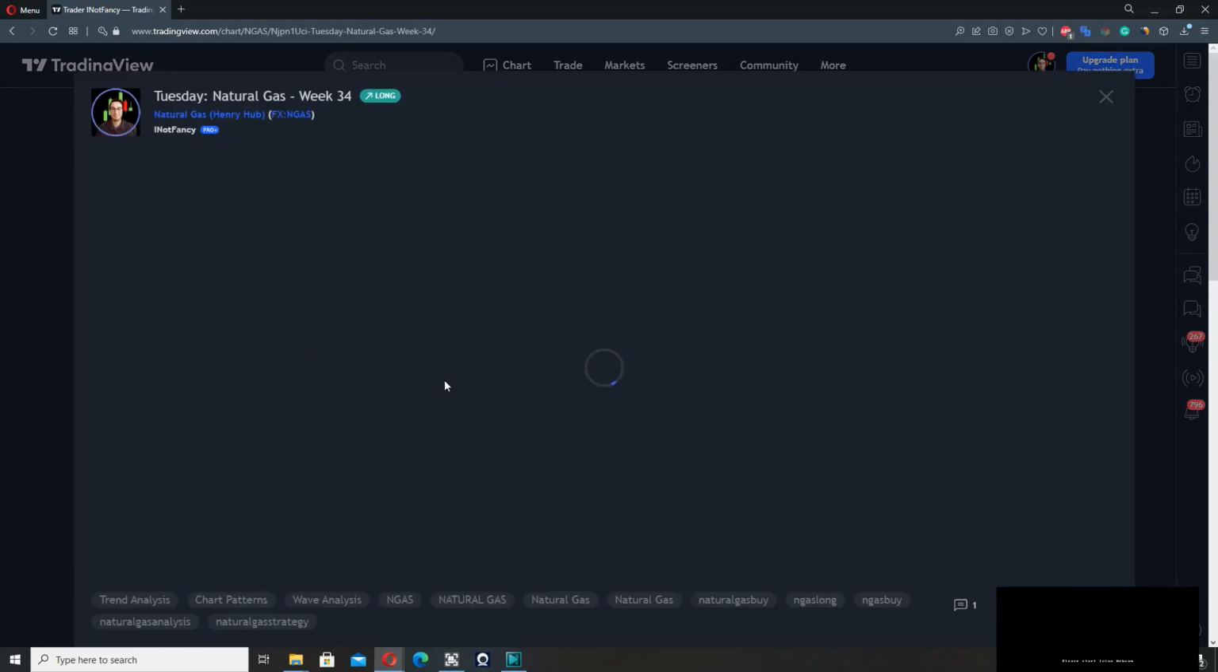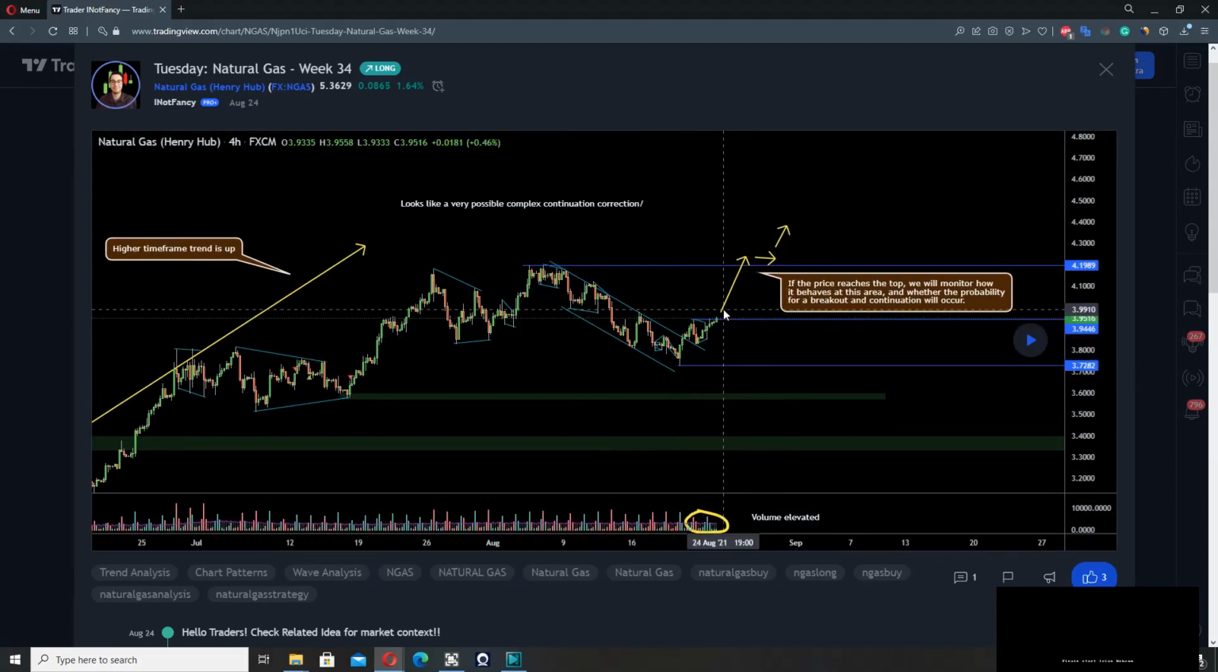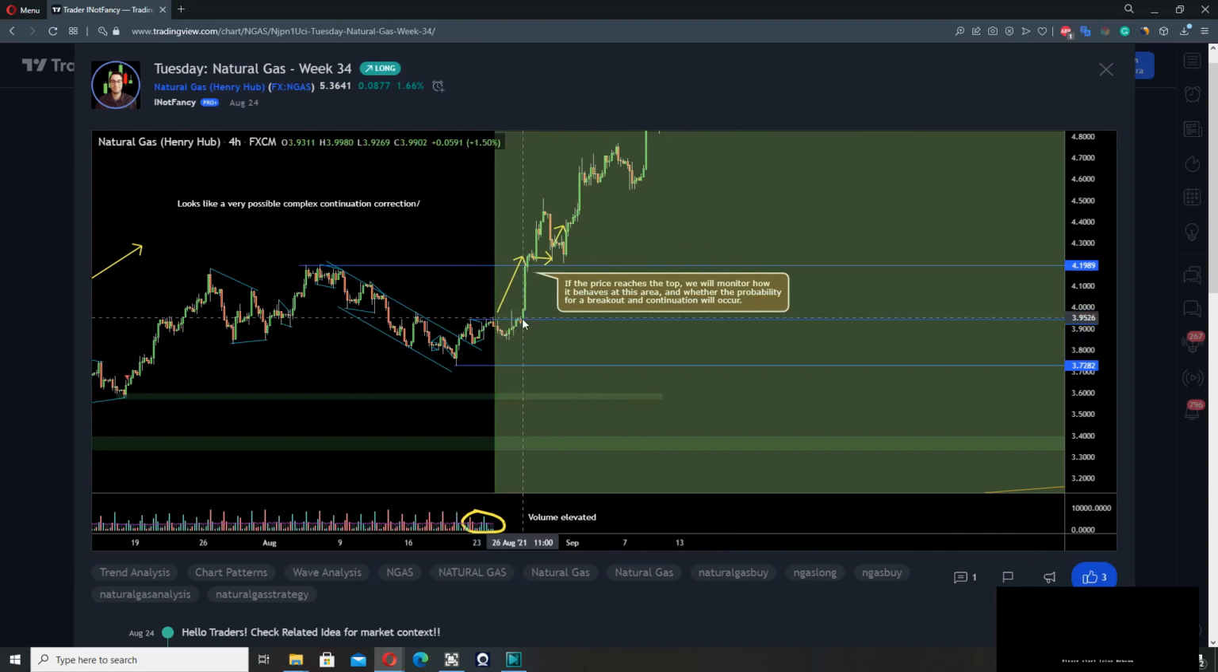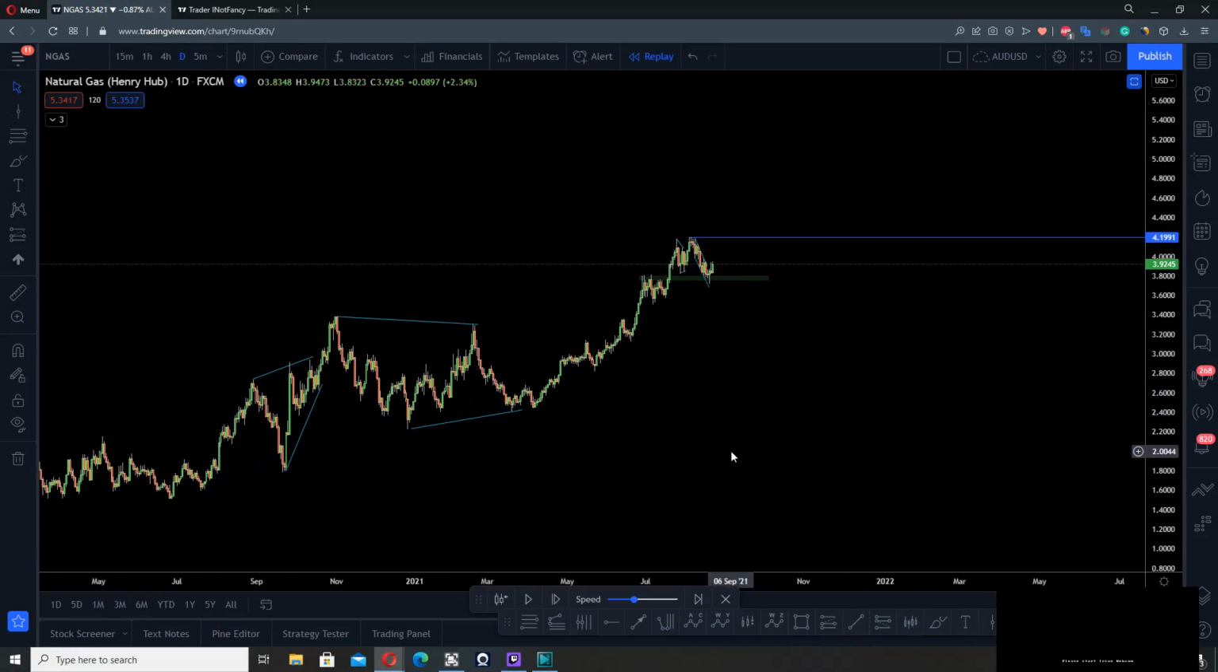Let's look at it again. See here, in this moment of time, my thought process was that the trade would go up, but instead it actually corrected more. So what happened and what was my thought process? Let's dive into that. Here we are. Let's take a look at natural gas and figure out how we can come to the conclusion that more upside is possible.